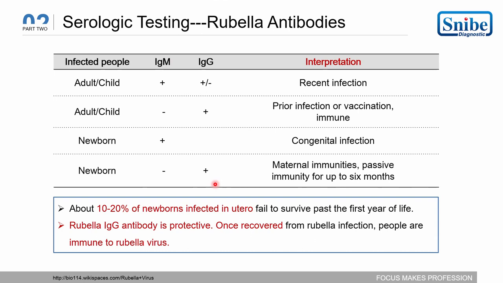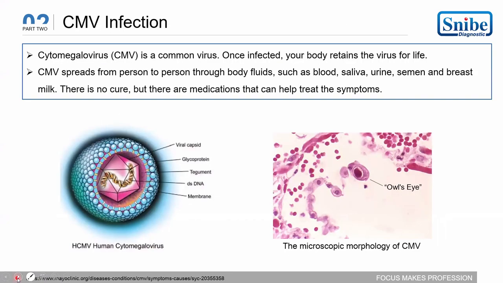Once recovered from rubella infection, people are immune to the rubella virus. So either exposure to the rubella virus or vaccination is important. In both cases, even a pregnant woman can develop IgG values. So it's better to have IgG positive and IgM negative during pregnancy.